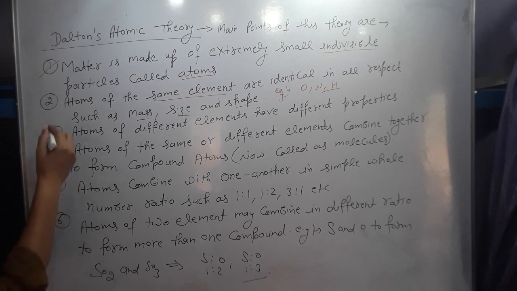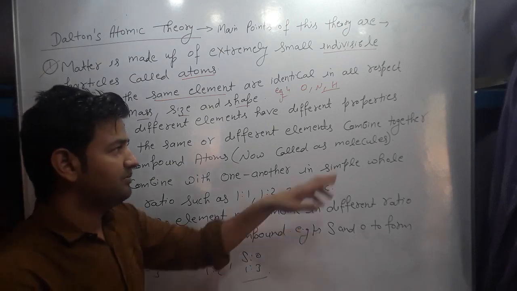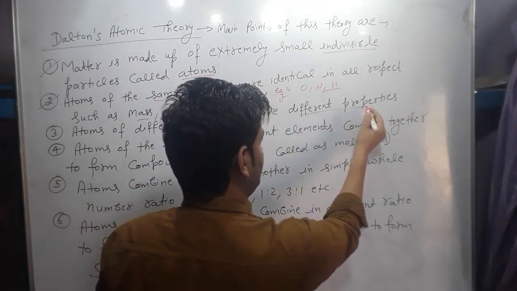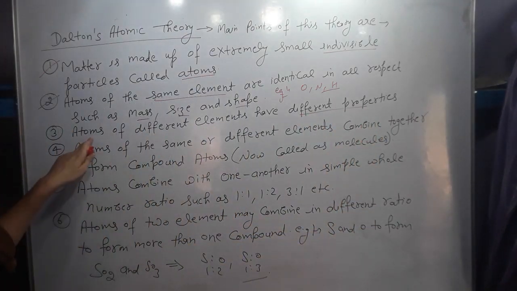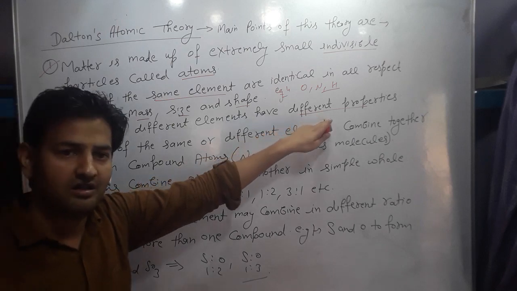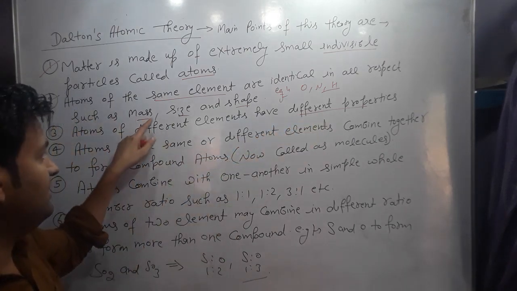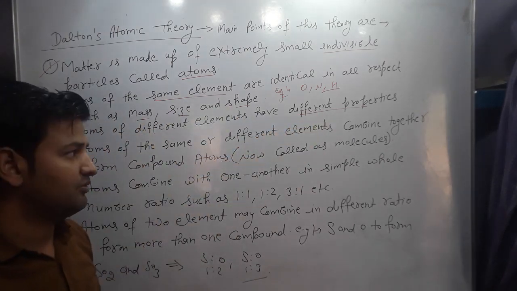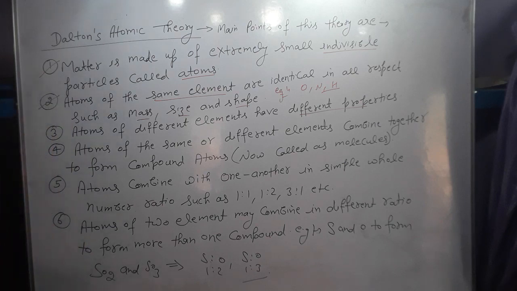Next point is atoms of different elements have different properties. Different properties means different elements have different types of atoms and their properties are also different. Properties means mass, size, shape, and their chemical properties are also different.